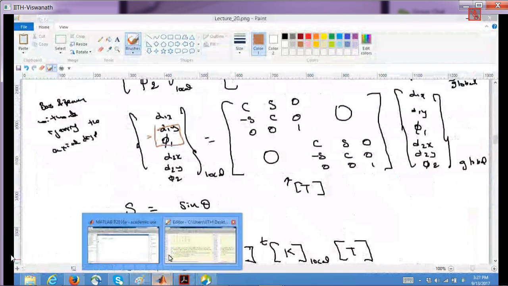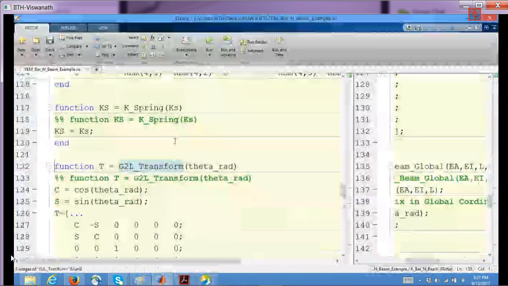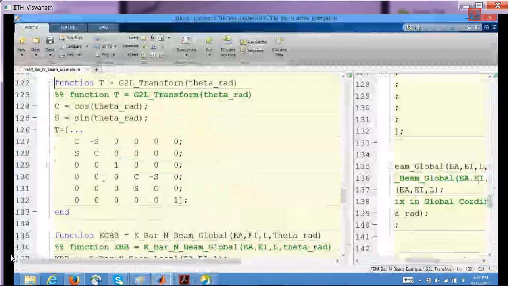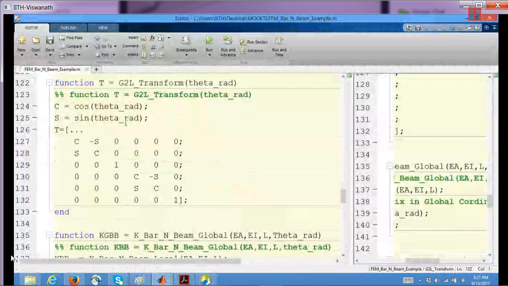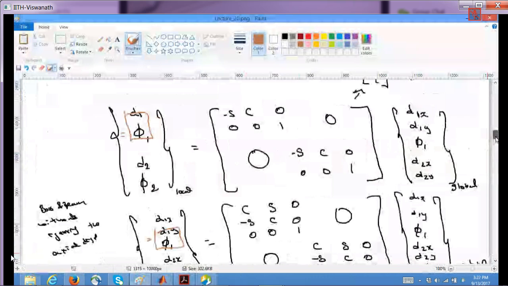To find the transformation matrix, I used the same thing, C, minus S. Since it has both axial as well as transverse displacement under consideration, my T is the one below instead of this one. I would have used this one if my axial displacements were ignored. Here I have to use this because my axial displacements are not ignored. So I use this as the transformation matrix.